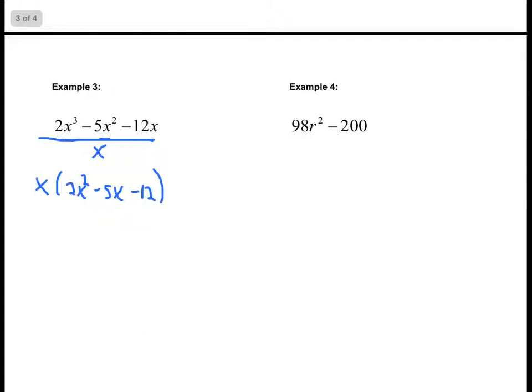Now I need to factor this trinomial, so I would multiply the 2 times the negative 12 to get negative 24. And if you know how to do this, you can kind of pause this and then just check your answer. I need numbers that multiply to negative 24 and add to negative 5.